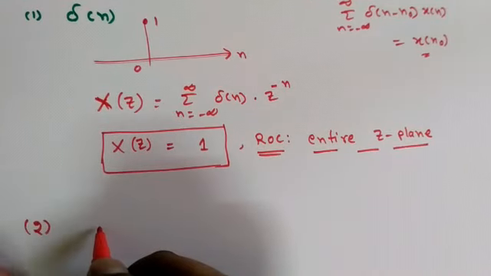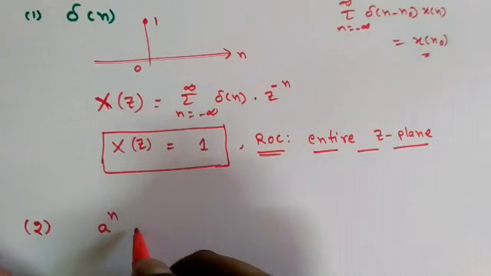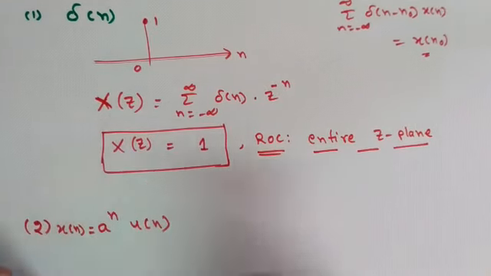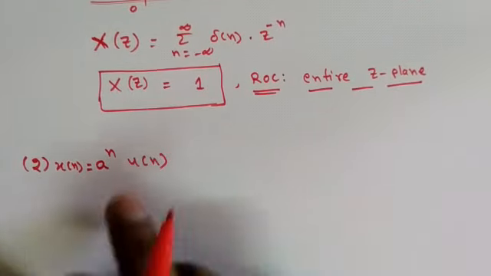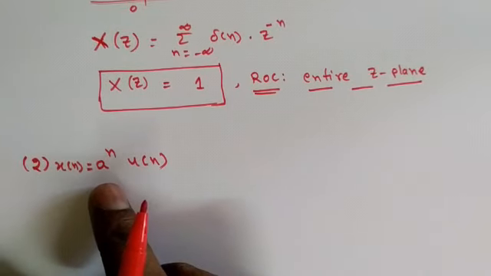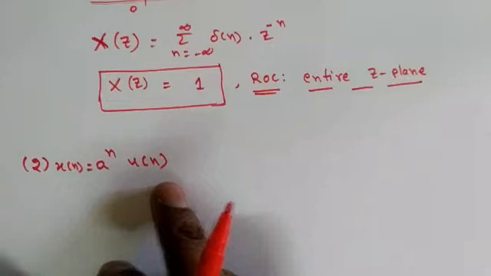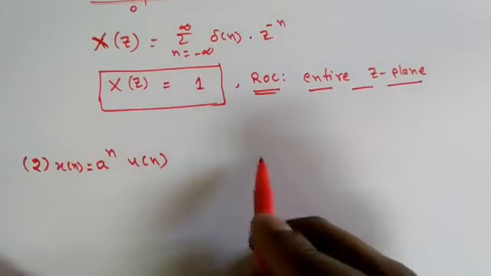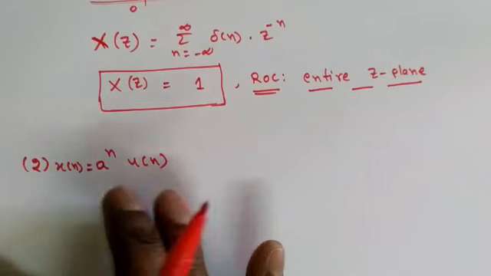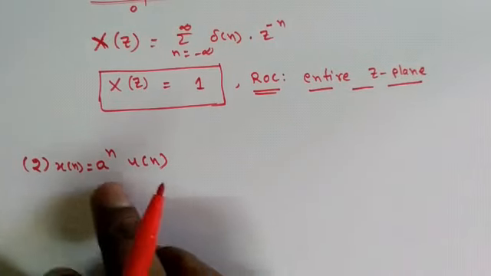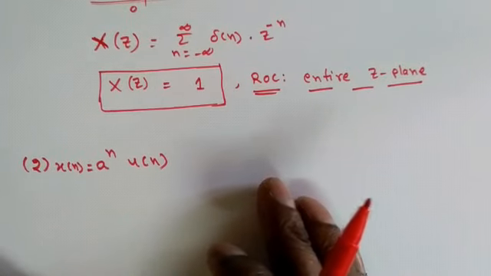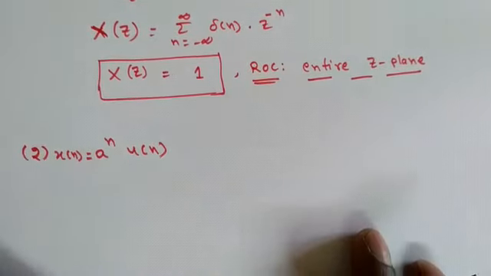Second one, we'll see a more generalized signal, a power n into u of n. This is the x of n, right? Now if you observe, when we wrote this for the discrete time Fourier transform, there we wrote a less than 1, or 0 less than a less than 1, but in this case we don't write any values of a, because it will converge for different values of the mod z, the complex values, right?